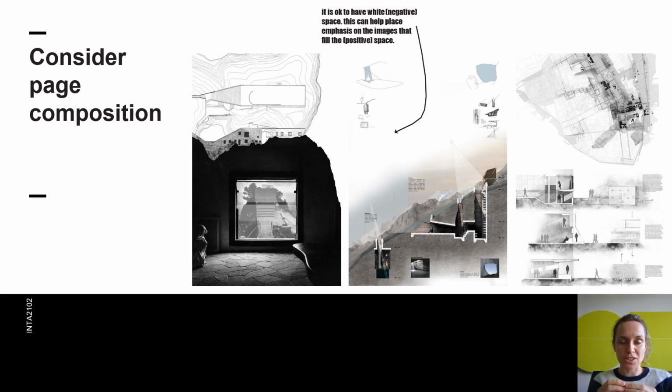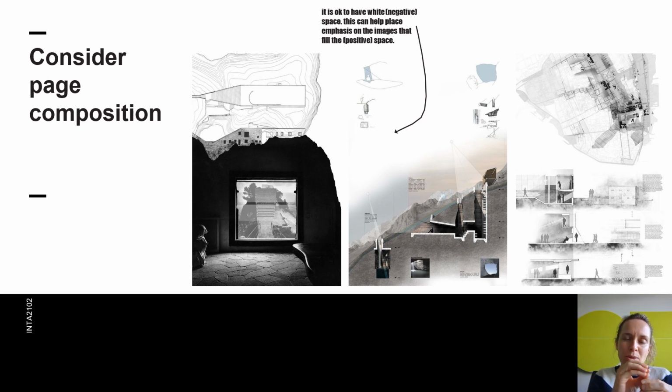Consider the composition of the page. So how are you telling the story of one image to another, to a bank of text, to another image? How are you narrating the material expression of your space? Remember that you don't have to fill up every inch of the page. It actually can be quite effective to work out a hierarchy of white space versus used space. The white space can really place emphasis on the elements that are filling the space of the page.